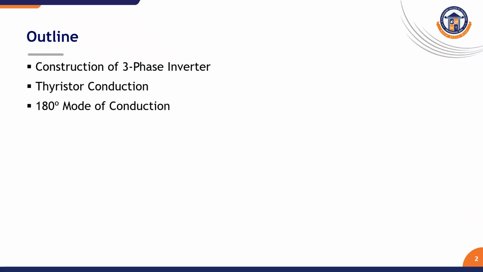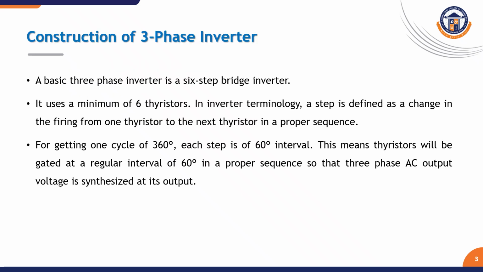So the outline of my presentation is construction of three-phase inverter and thyristor conduction sequences and 180-degree mode of operation. So first of all, we have to know about the inverter. Basically, the inverter is nothing but it converts the DC to AC. Here I am explaining about the three-phase inverter. The input will be DC and output will be three-phase AC. I am taking a six-step bridge inverter.